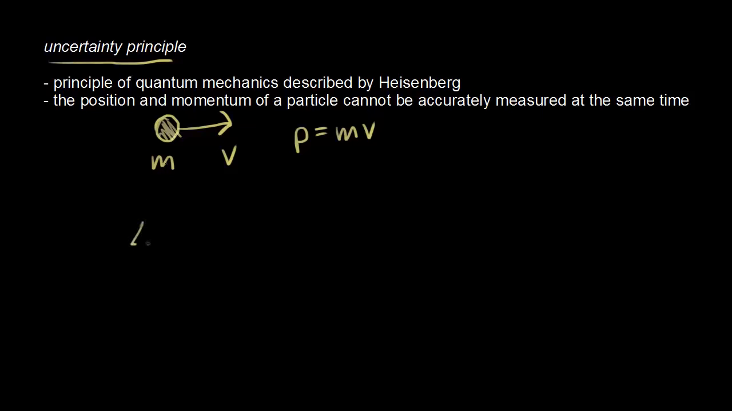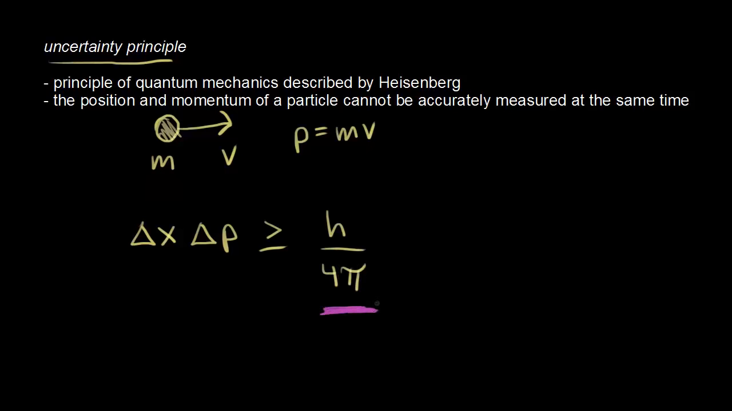The uncertainty in the position, so delta x is the uncertainty in the position, times the uncertainty in the momentum, so delta p is the uncertainty in momentum. The product of these two must be greater than or equal to some constant, and that constant is Planck's constant, h, divided by 4 pi. So we have a constant divided by another constant. So this just gives us a number on the right side.